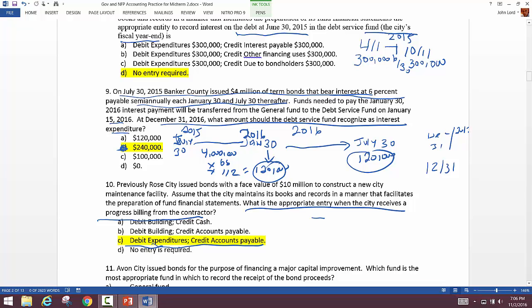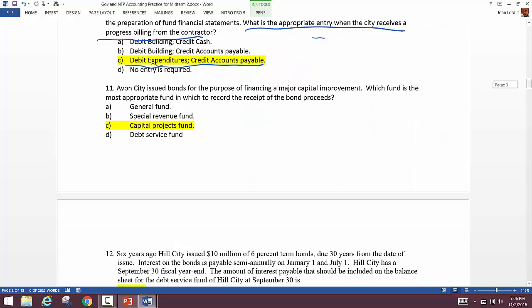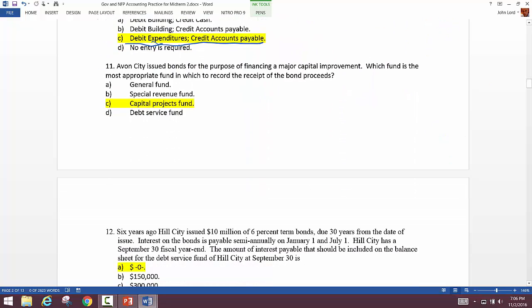Okay, good. Avon City issued bonds for the purpose of financing a major capital improvement. Which fund would you report this in? This is the job of the capital project fund, isn't it? It accumulates the resources that are used for capital improvements and then it spends them.